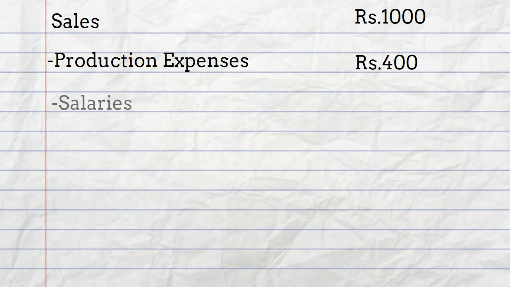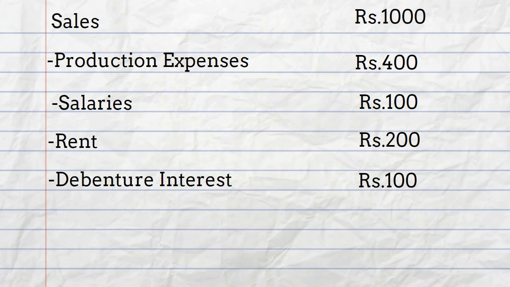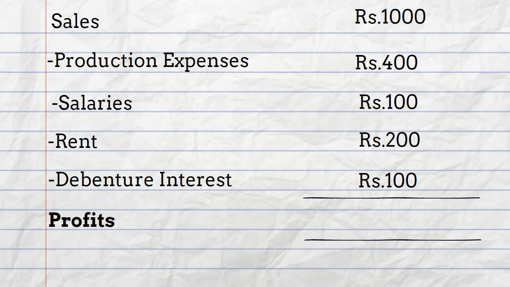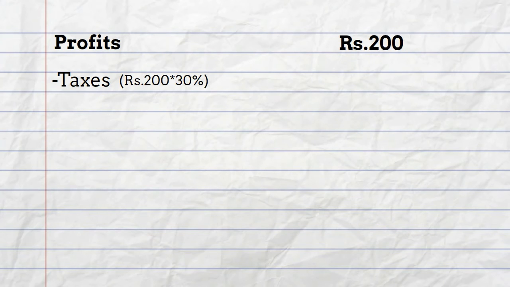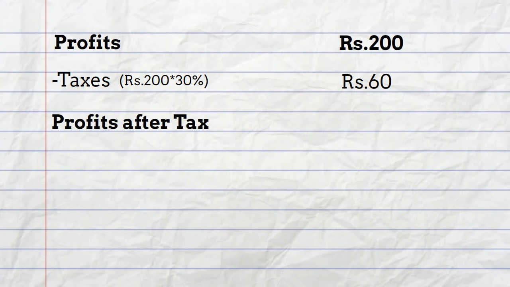So if sales is rupees 1000 and say expenses are as follows: production expense is 400, salary is 100, rent is rupees 200, debenture interest is rupees 100, then the profit you get is 1000 minus 400 minus 100 minus 200 minus 100 of debenture interest, and you get the profit of rupees 200. So if you calculate tax on this 200, you get rupees 60 as taxes. If you deduct the 60 rupees from 200, you get a profit after tax, that is after deducting tax. So the profit after tax is 140 rupees.